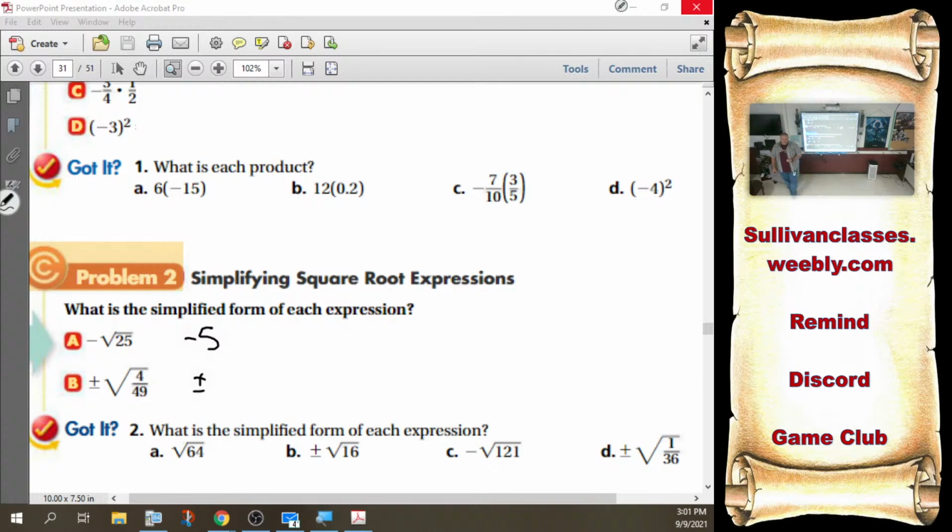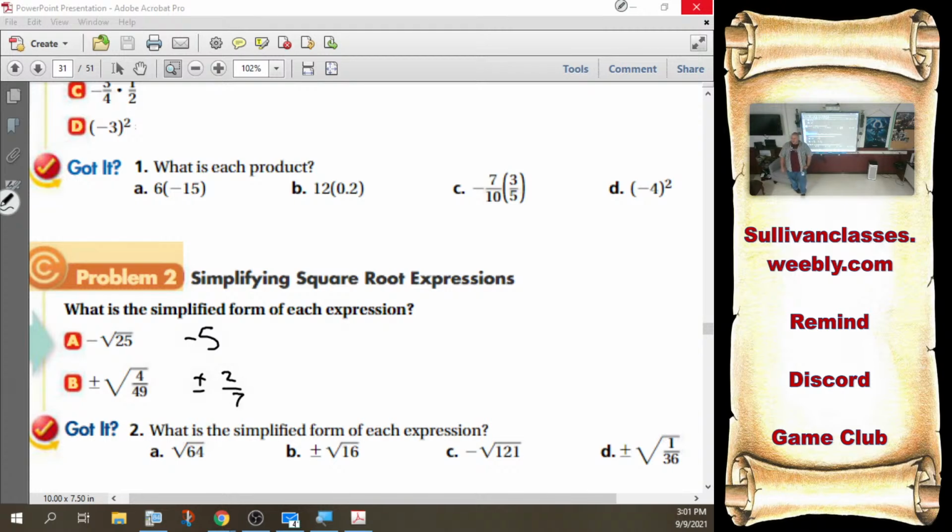Do you remember from the other day, what do I do with the radical of thing over thing? You would do the radicals of both of them and then still square root both. What's the square root of 4? Negative square root of 49. Ooh, that's good. 7. 7.